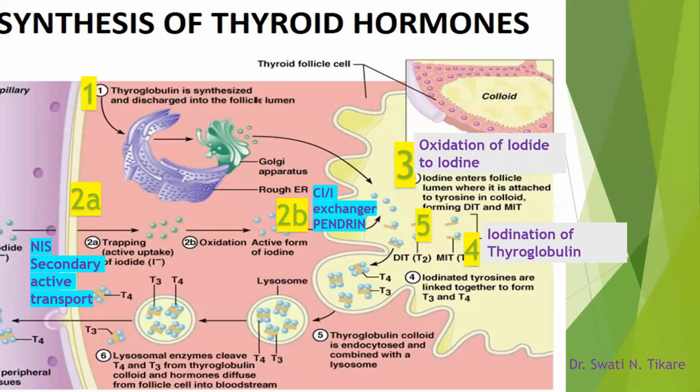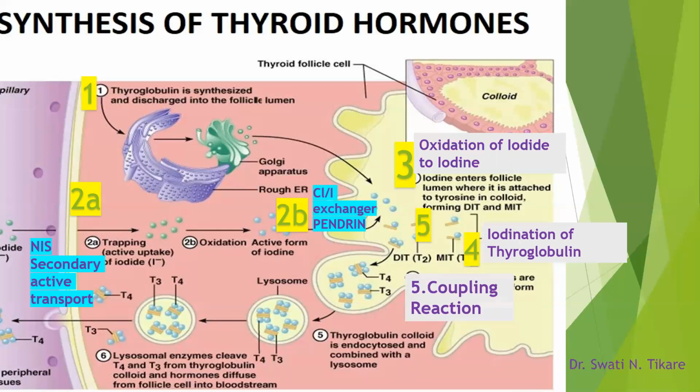It forms monoiodothyronine, or at two places, 3 and 5, diiodothyronine. Okay, so it may be mono or diiodothyronine. So this is the fourth step. Now coming to the fifth step.